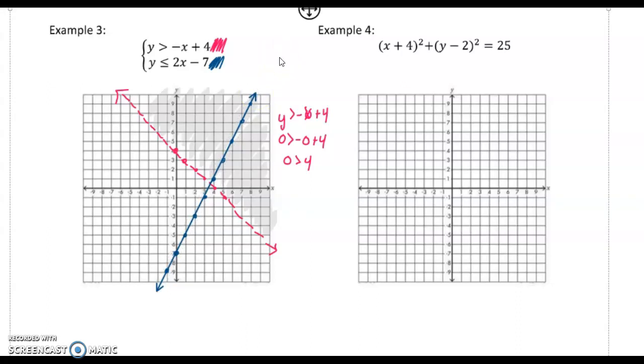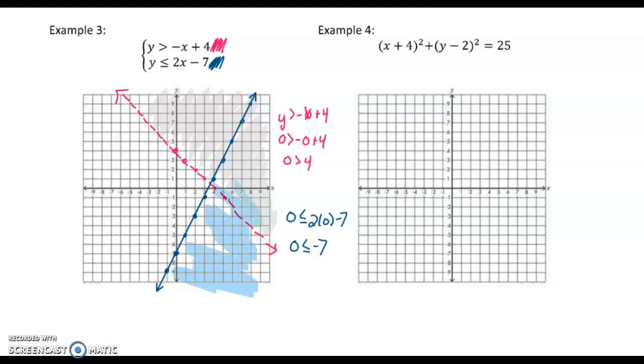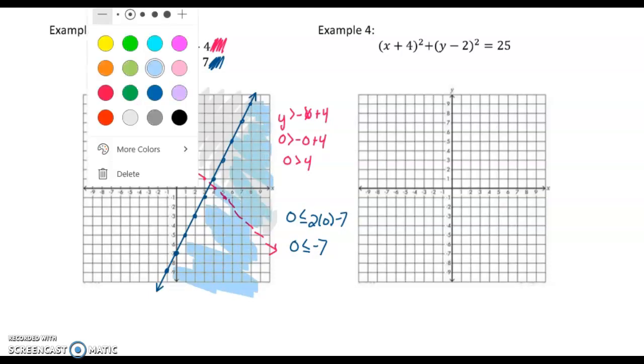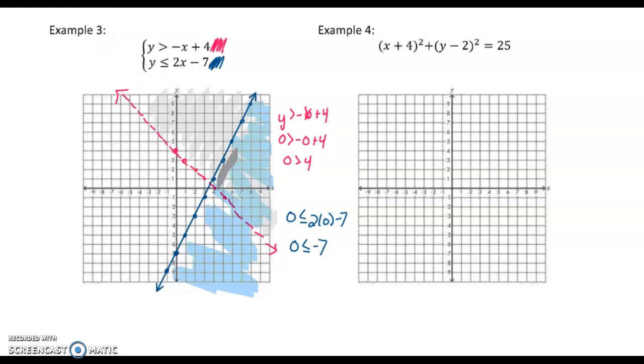Okay, so if I test 0, 0, then I have 0 is less than or equal to 2 times 0 minus 7. So 0 is less than or equal to negative 7. So that's not true. 0 is bigger than negative 7. So we would shade on the other side of the blue line, not where 0, 0 is. So if you can see here, where the shading overlaps is right here. And so that's the section that in the end is shaded because that's where the two shadings overlap.